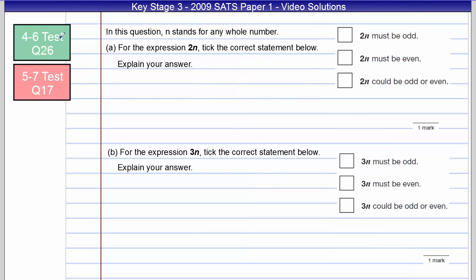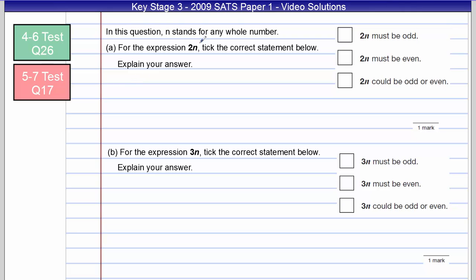Question 26 on the 4-6 test, question 17 on the 5-7 test. In this question, n stands for any whole number. In part A, for the expression 2n, tick the correct statement below. Explain your answer. 2n must be odd, 2n must be even, 2n could be odd or even.